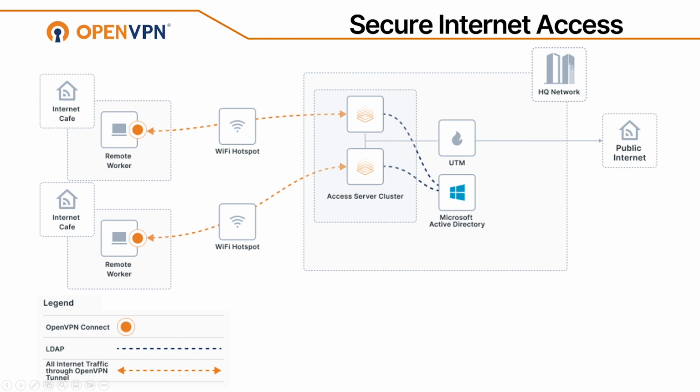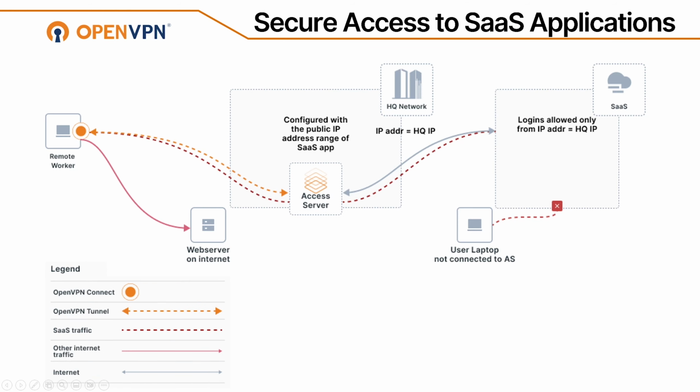So let's go back to the slides, and we're going to look at the next scenario, which is securing access to SaaS applications. You can also have more control over who can connect, whether it's employees, vendors, or partners, to your SaaS applications, such as Salesforce, for example. You're ensuring the security of your SaaS applications with private network access through the access server this way.